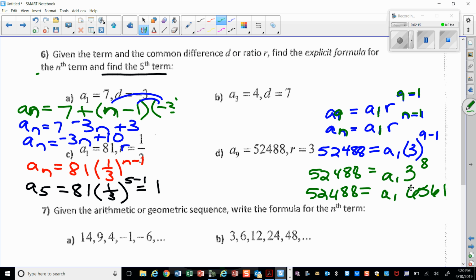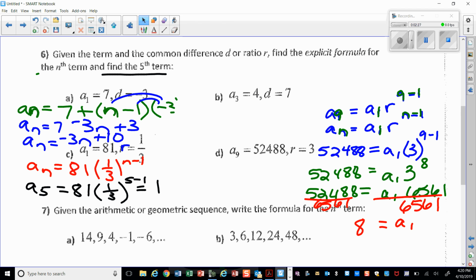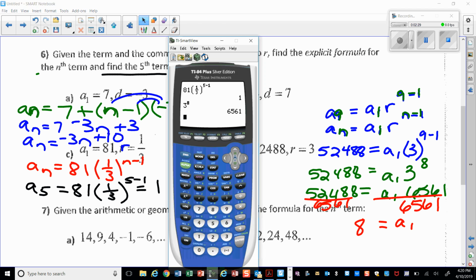Okay, and then what do I do? I just divide, right? Inverse. So 6561, divide that on both sides. And so you get the first term is 8. All right, I believe that's what it is. So 52,488 divided by 6561. All right, and I get 8. So my first term is 8.